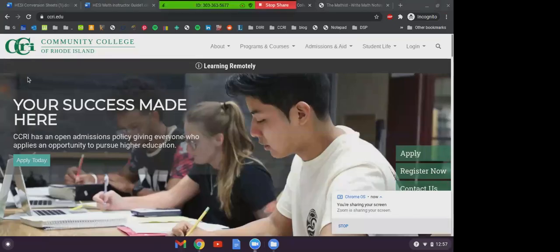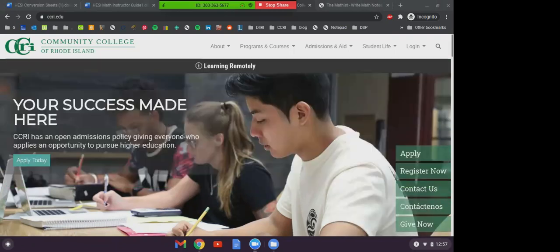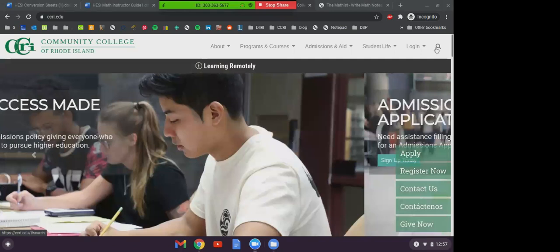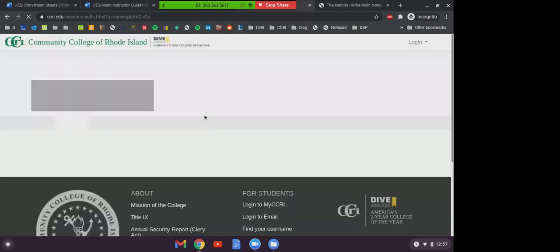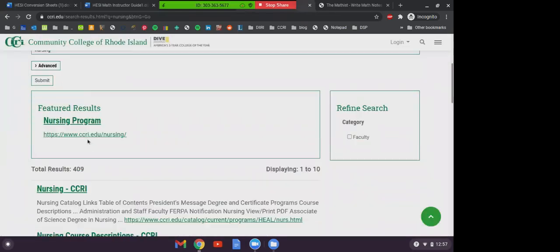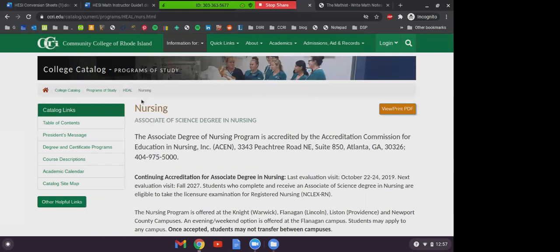Okay, so the first thing that you want to know about the HESI is to make sure that you check out the guidelines, because every semester, guidelines for the nursing program change. I find the easiest way to do that is to go to the CCRI website, and you can search for nursing, and you should get the result for the nursing department pretty quickly. And on there, you will find the requirements for whatever semester we are in.